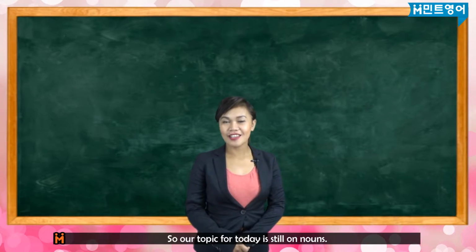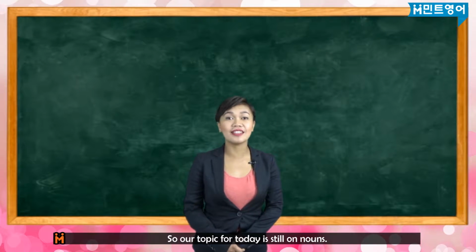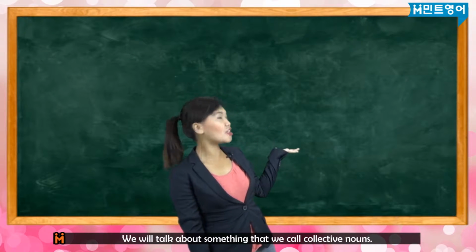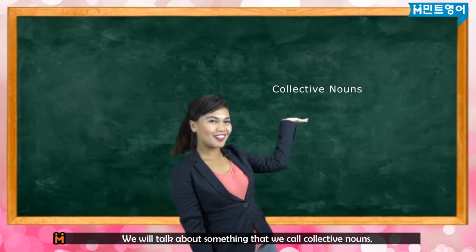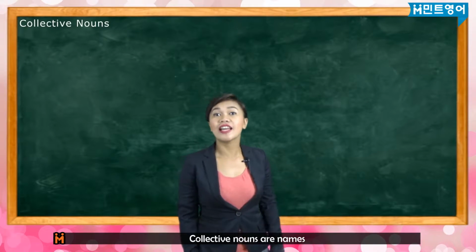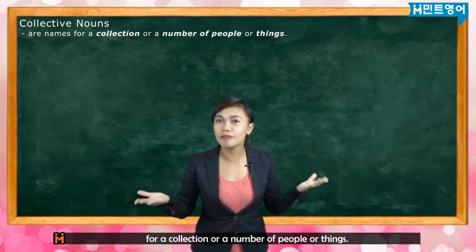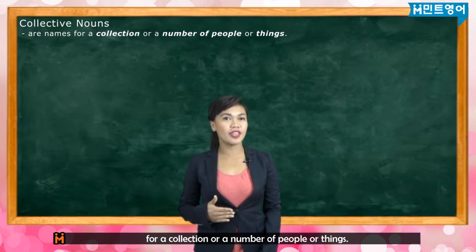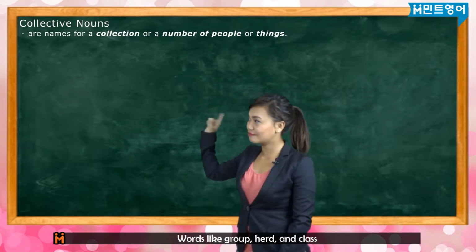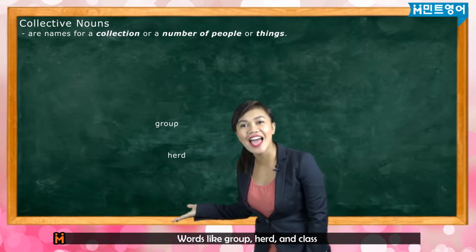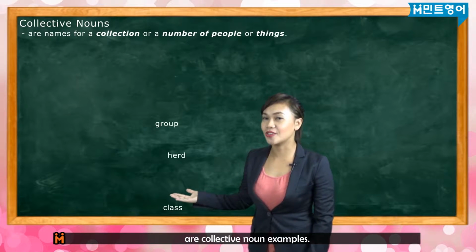Alright? So, our topic for today is still on nouns. We will talk about something that we call collective nouns. Collective nouns are names for a collection or a number of people or things. Words like group, herd, and class are collective noun examples.